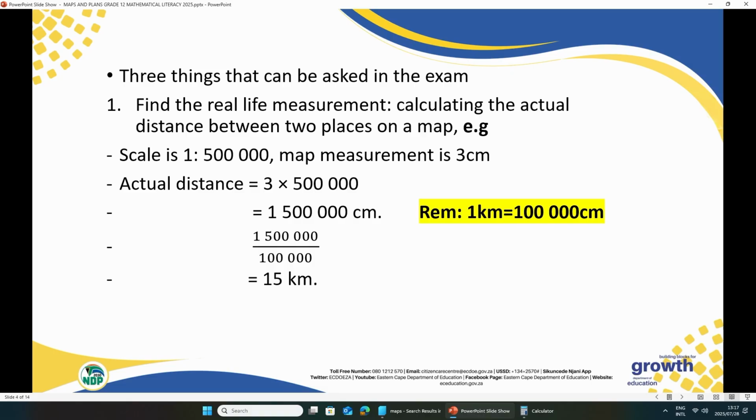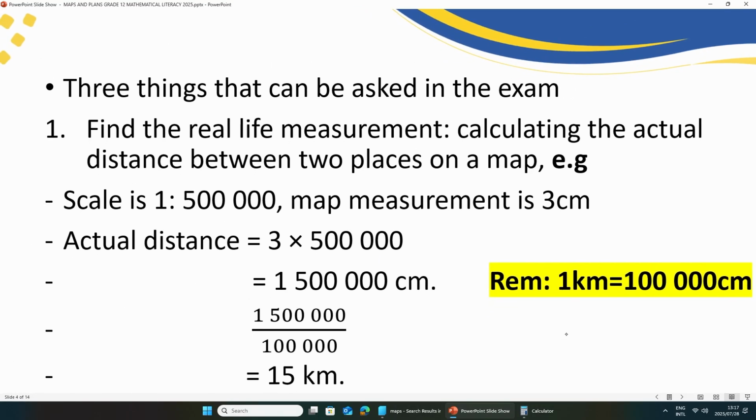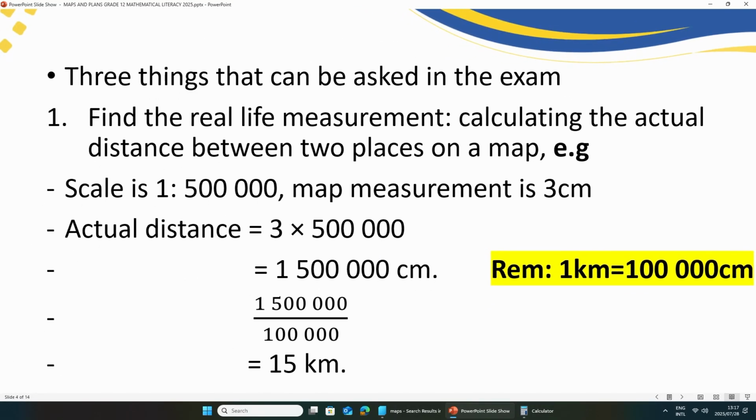1,500,000 centimeters. But you can't give someone distance in centimeters. You need to change it to kilometers. So we are going to convert. I've put there, remember, 1 kilometer is 100,000 centimeters. So converting from a smaller unit to a bigger unit, you divide. Hence, we are going to take 1,500,000 and divide it by 100,000 to get 15 kilometers. So we are saying this place, which is 3 centimeters on the map, when we put it in reality, it becomes 15 kilometers. Thank you.